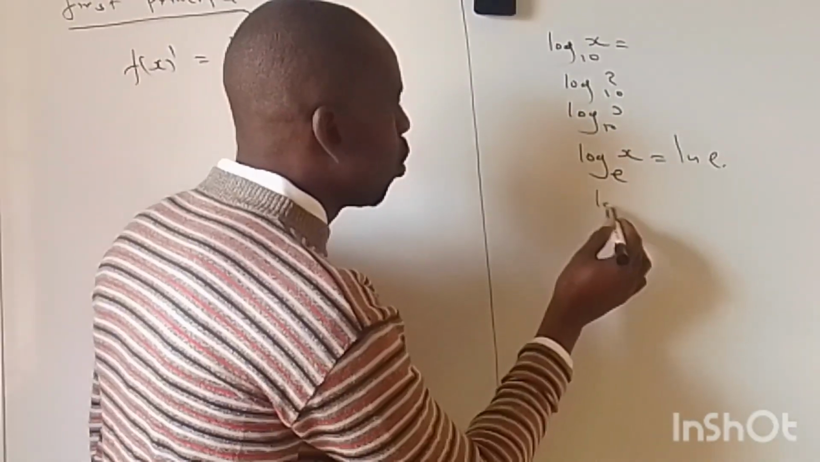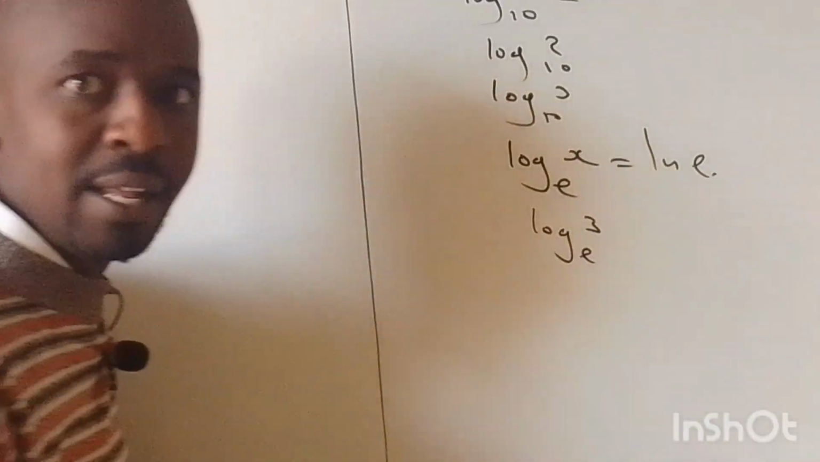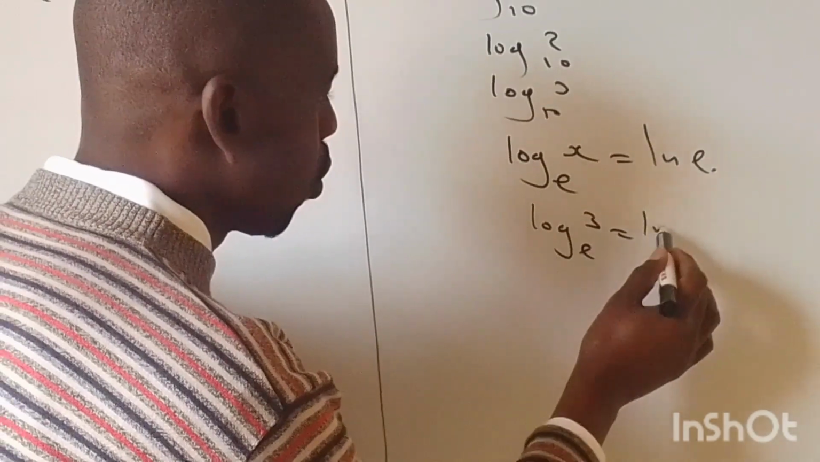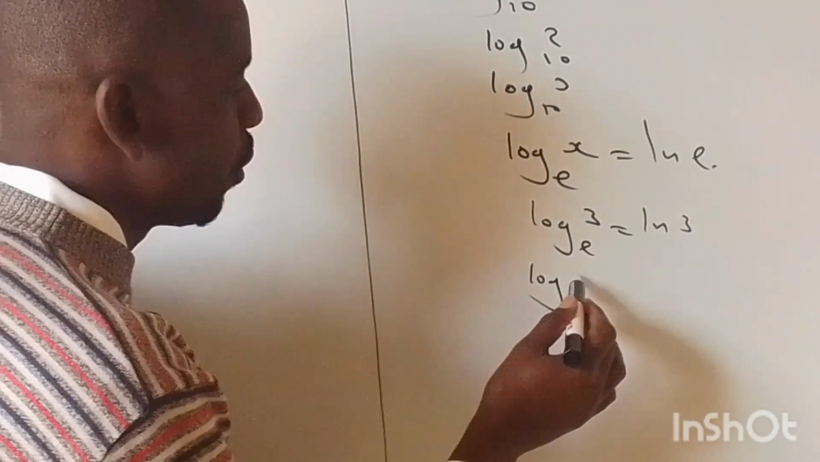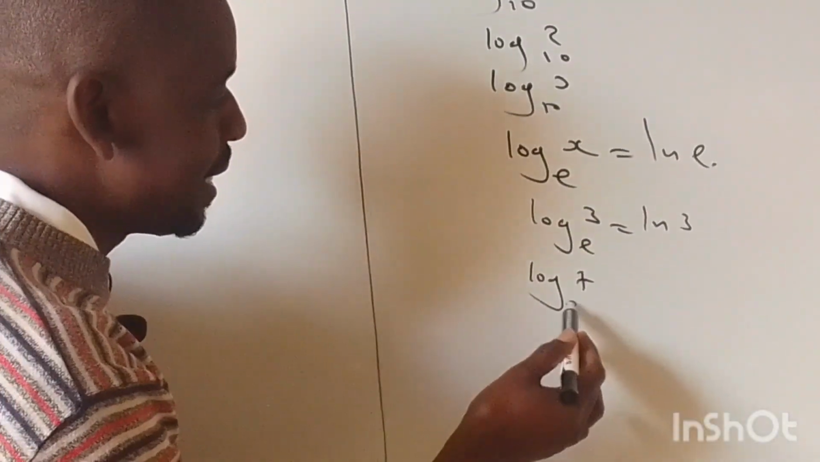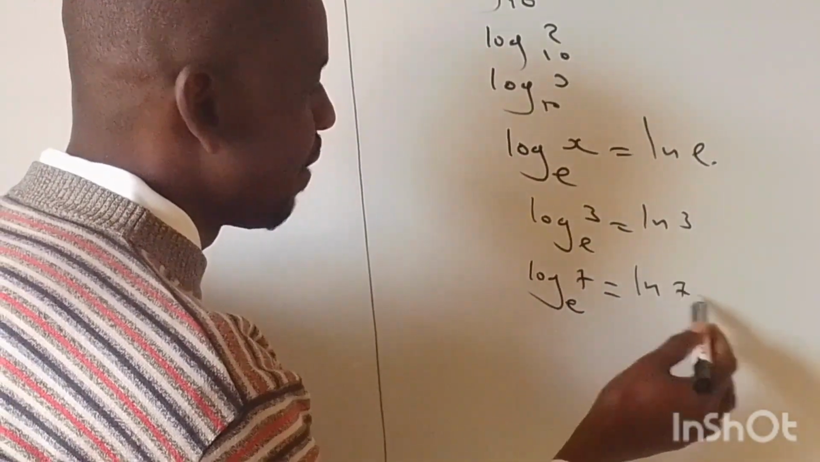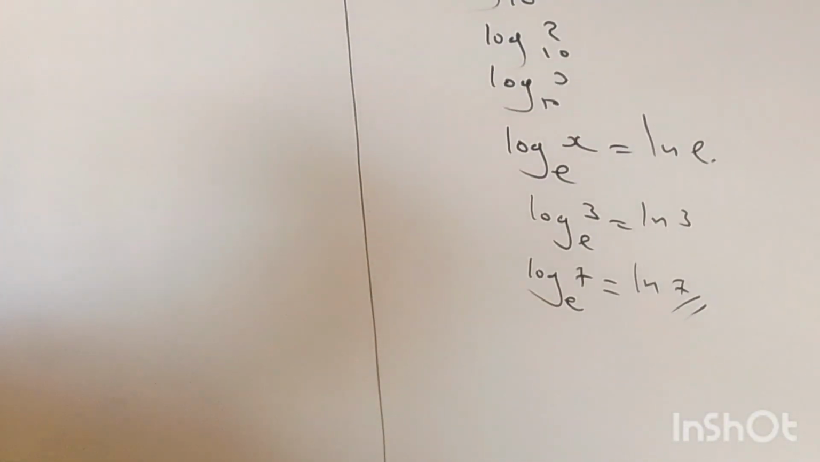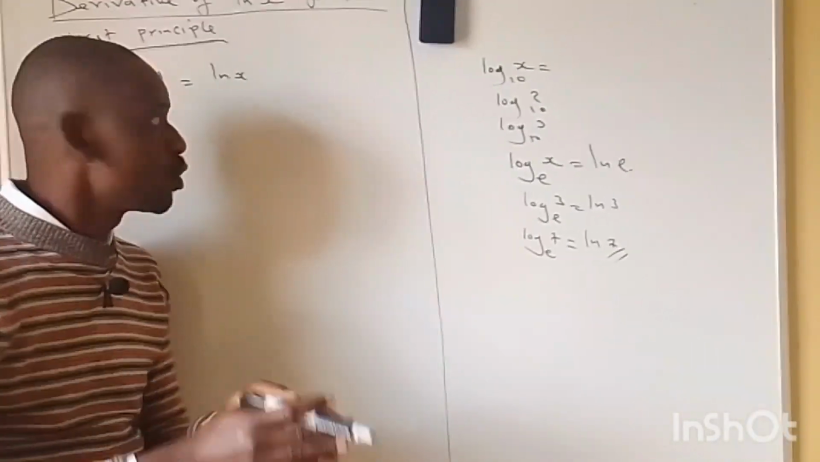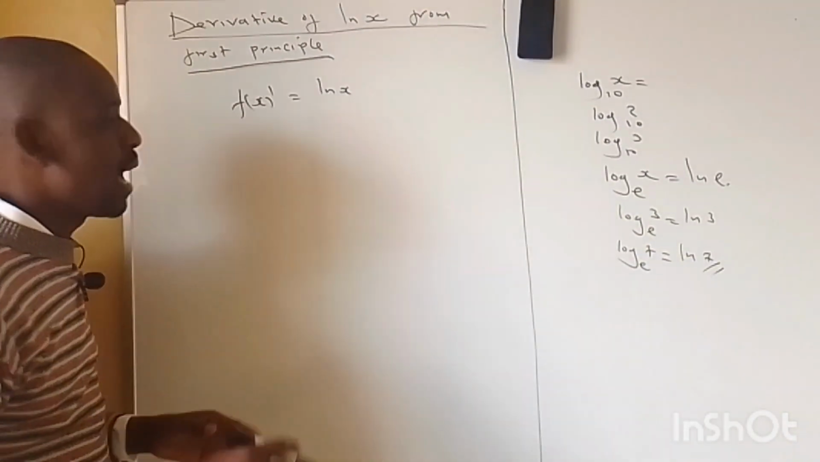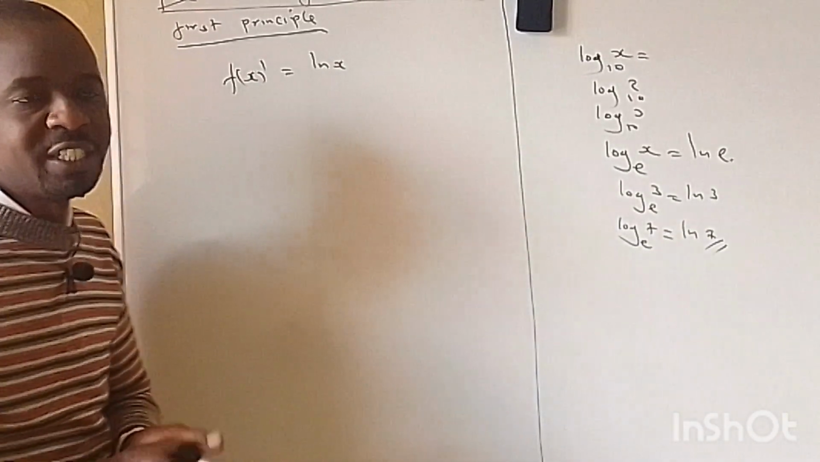But the log of, for example, 3 to base e means this is the natural log of 3. If you have the log of 7 to base e, you can say that is the natural log of 7. So, in other words, any log to base e is the ln of that number. So, let's look at the derivative of it. And here, we want to derive it from the definition of the derivative.